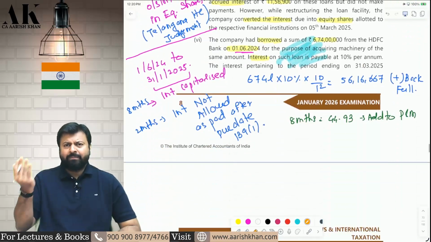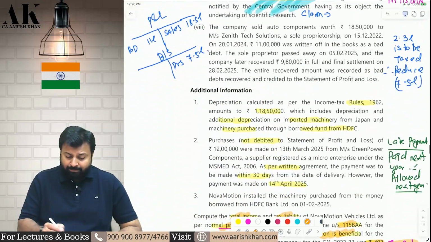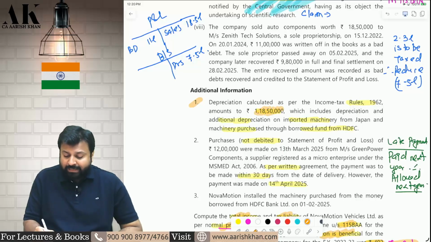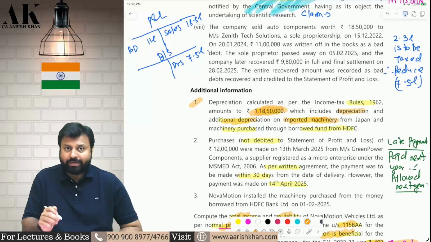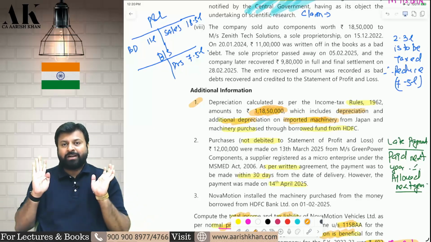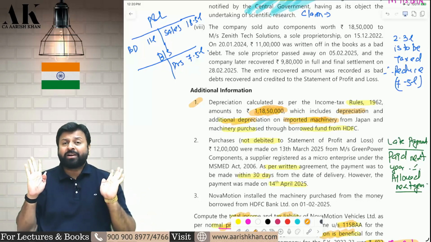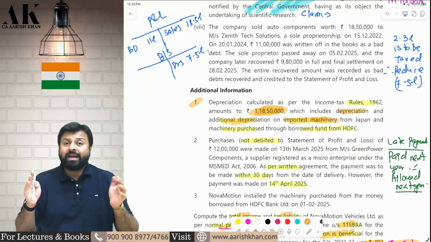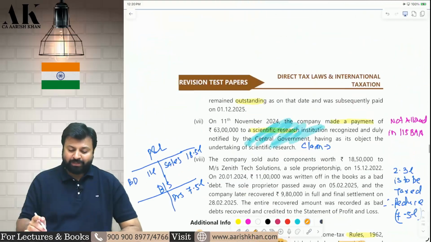Why, sir? We have been doing that earlier, sir. No, you don't do that, because in the additional information it is given that the depreciation of 1 crore 18 lakhs already includes the depreciation on imported machinery. Additional and normal depreciation both are already included in this 1 crore 18 lakhs. Now, when you reduce 1 crore 18 lakhs, you will by default reduce the normal and additional depreciation on that entire machinery. So why are you doing it once again? So be very careful.